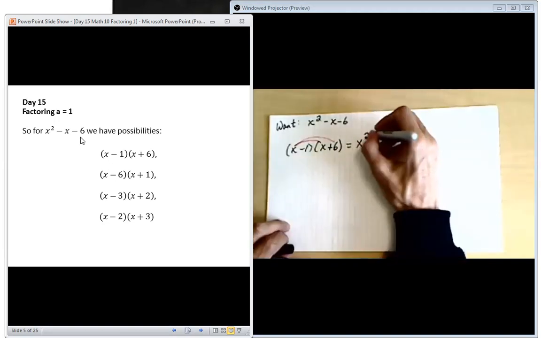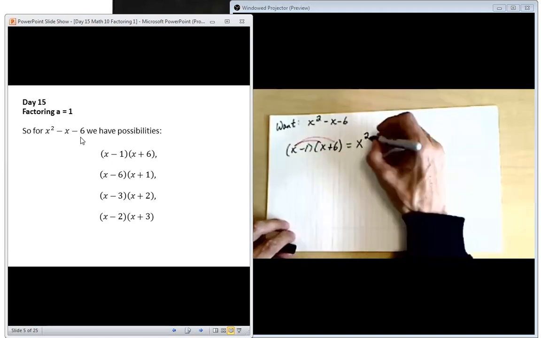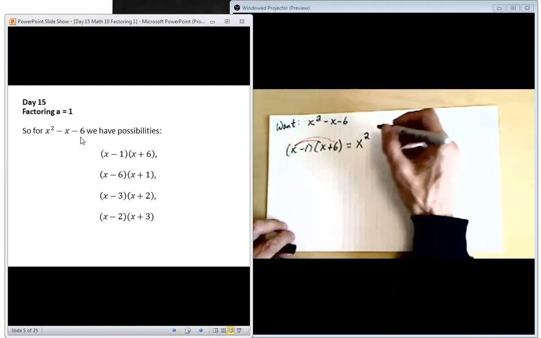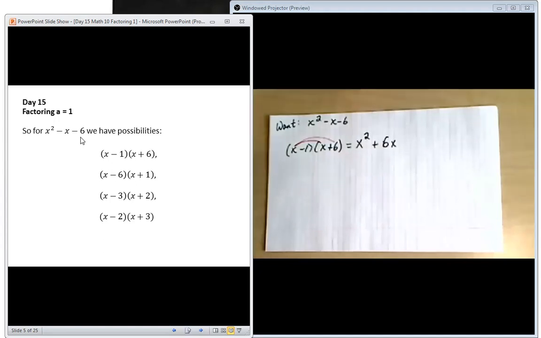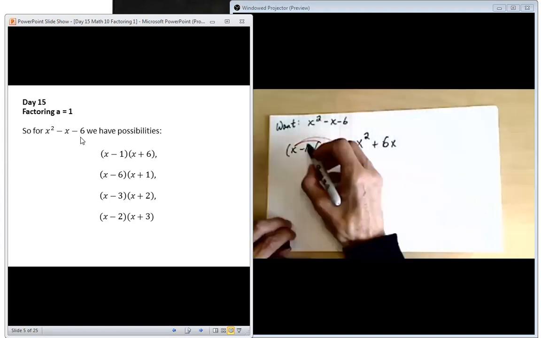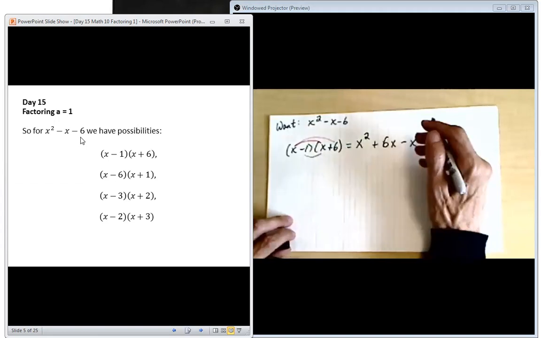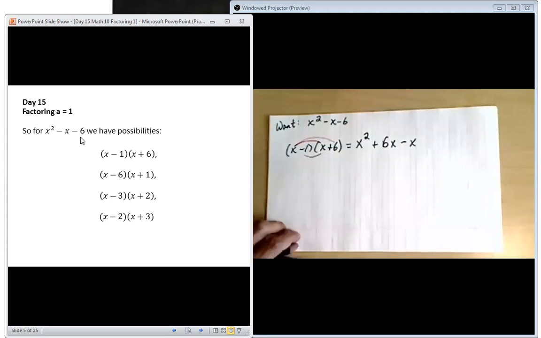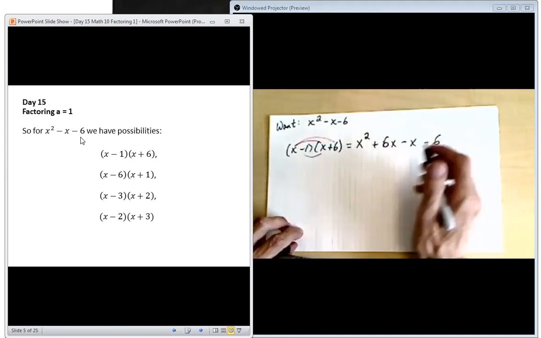And then, I'm going to say 6x. Plus 6x, right? Okay, next. Nice. Minus x when you get down to it, minus 1 times x. And then the last one, minus 6. Okay, there it is.